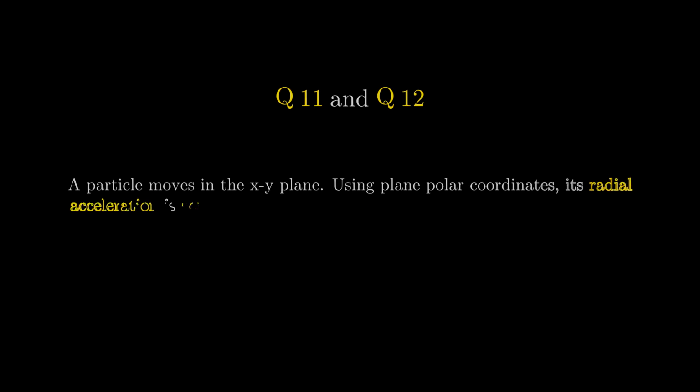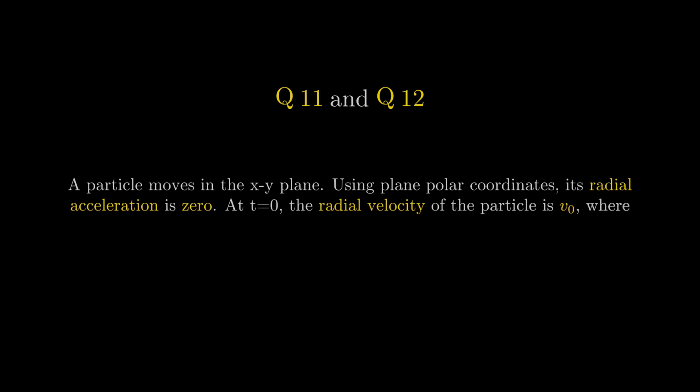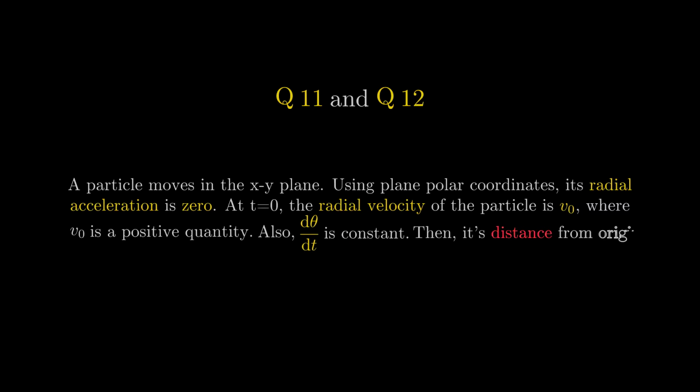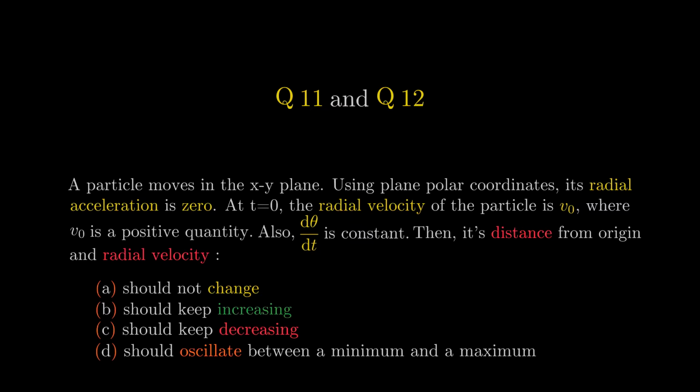The question states that a particle moves in the xy plane. Its radial acceleration is 0. At time t equal to 0, its radial velocity is v0. d theta by dt is constant, and we have to figure out whether its distance from origin and radial velocity should not change, should keep increasing, should keep decreasing, or should oscillate.